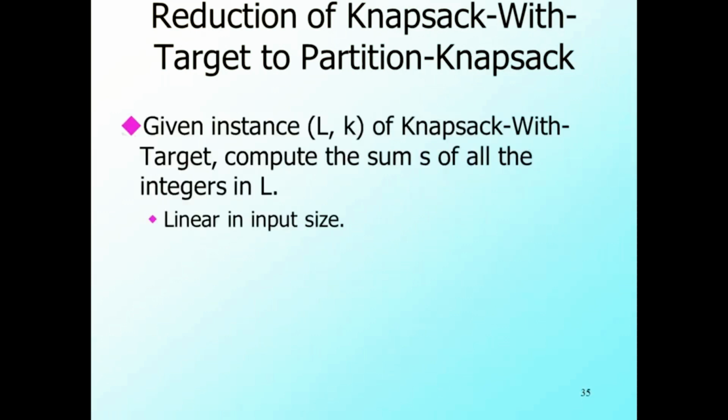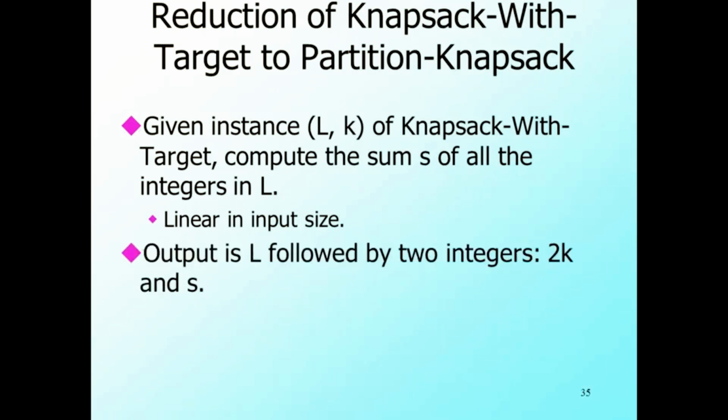Here's the essence of the reduction from knapsack with target to partition knapsack. Suppose we're given an instance of knapsack with target, say the list L and target K. The first thing we need to do is compute the sum S of all the integers. That takes time proportional to the input length n. Now we can make our output, which is an instance of partition knapsack. This output is a copy of the list L followed by 2 more integers. One of those integers is 2K, that is twice the target, and the other is S, the sum of all the integers on list L.